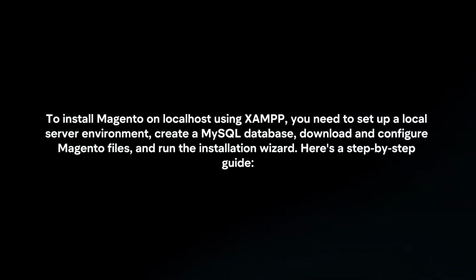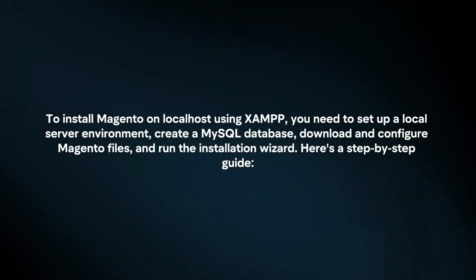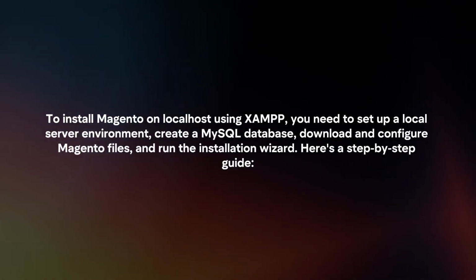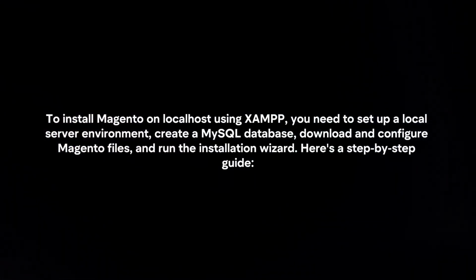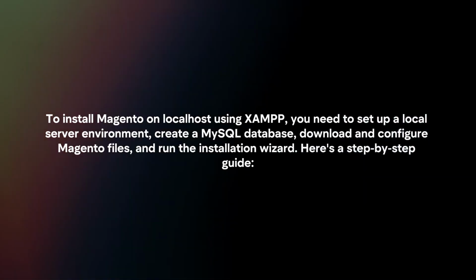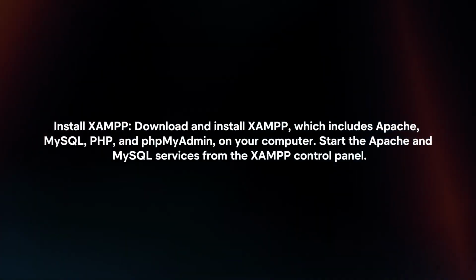To install Magento on localhost using XAMPP, you need to set up a local server environment, create a MySQL database, download and configure Magento files, and run the installation wizard. Here's a step-by-step guide. Install XAMPP.